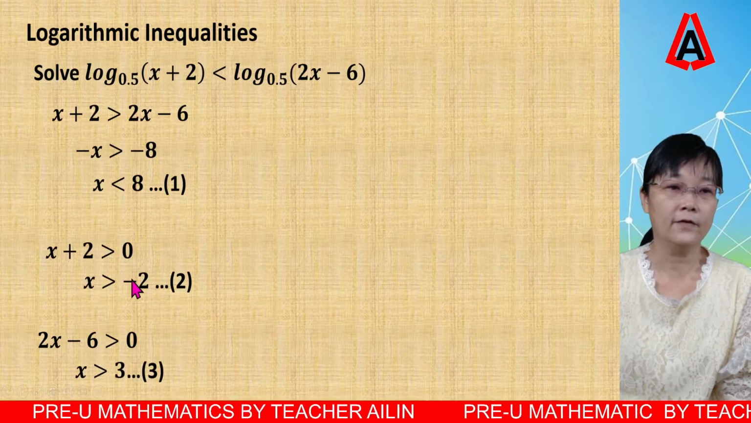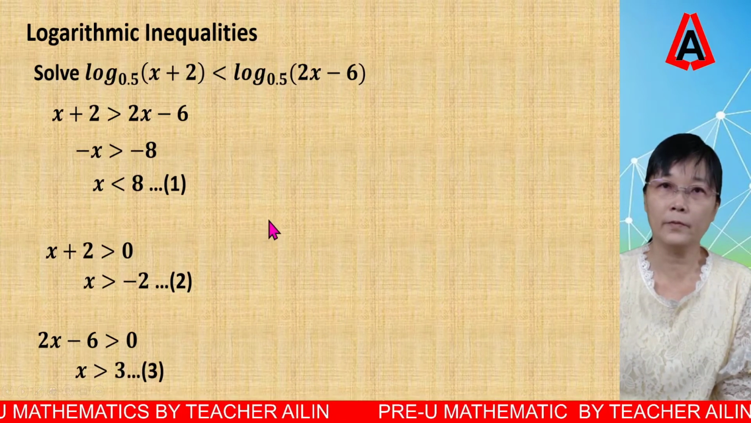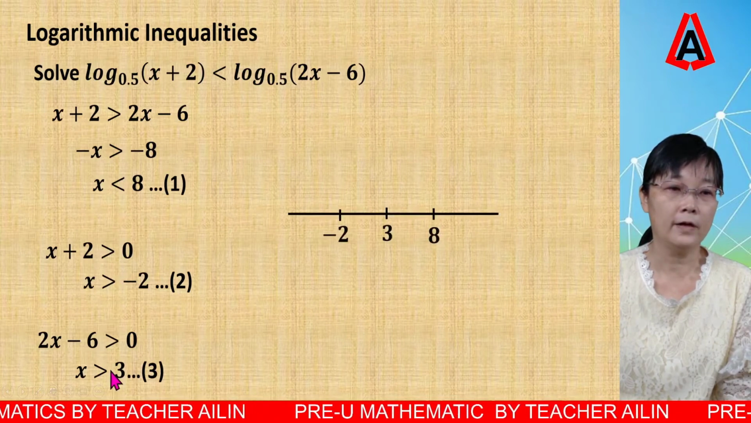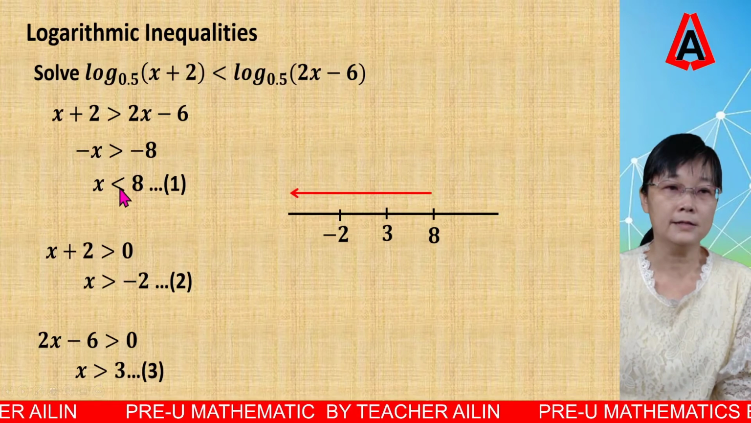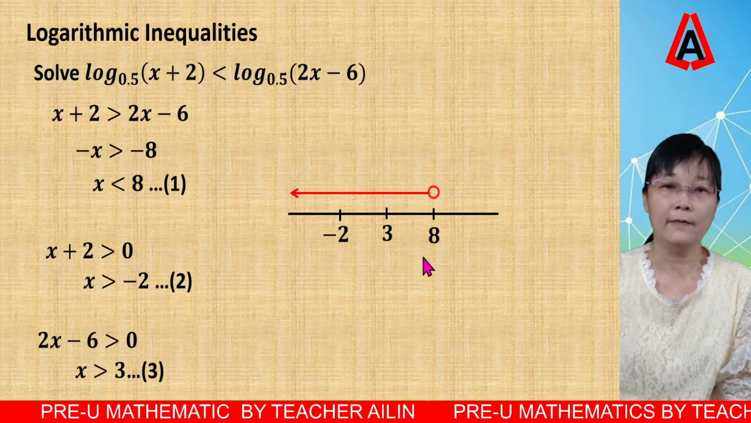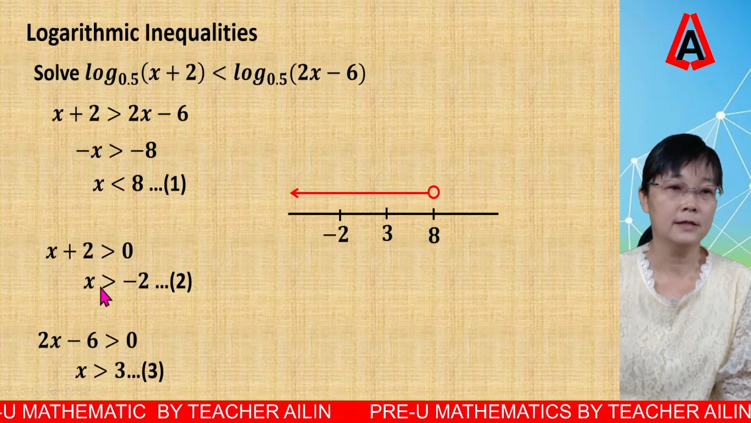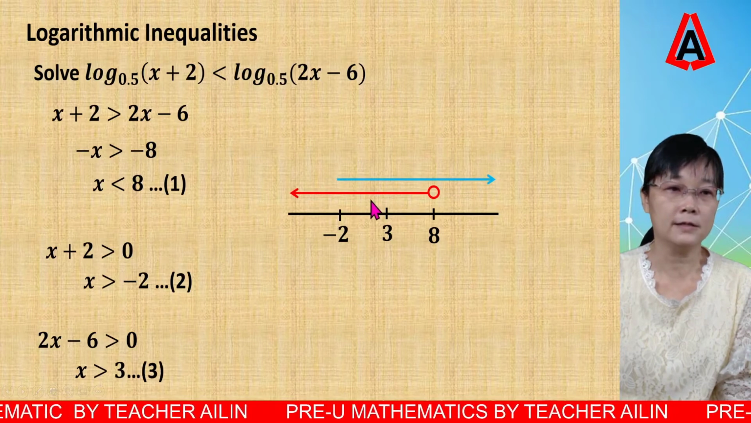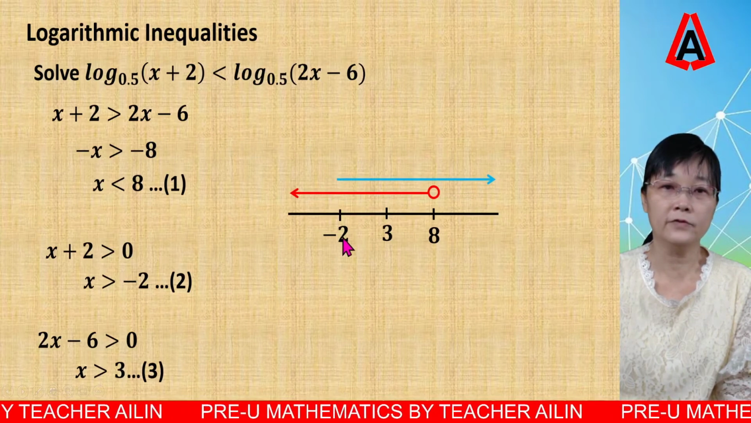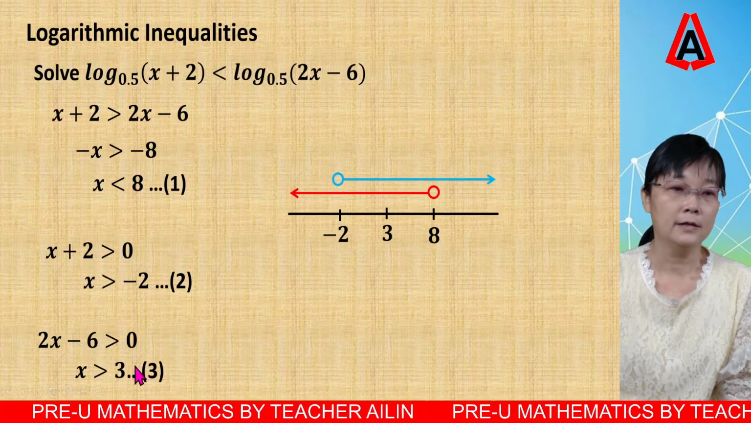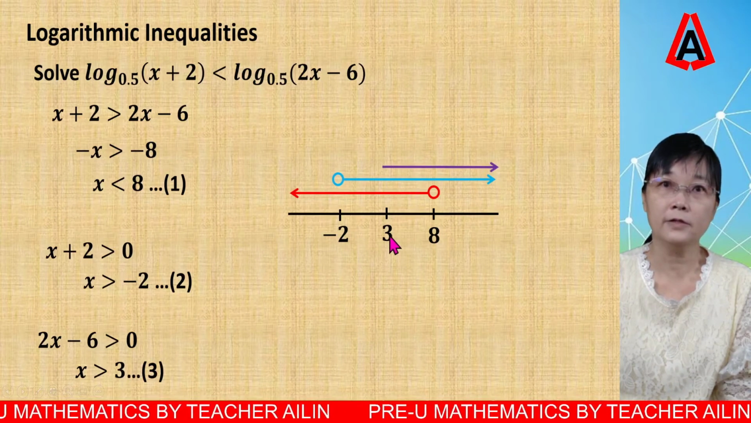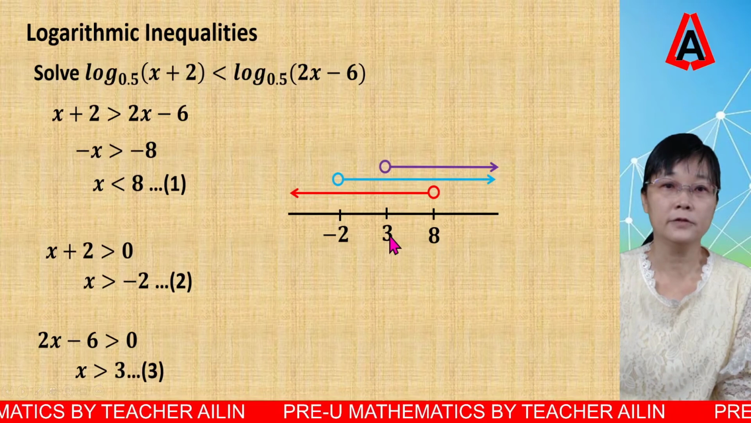Now to find the final answer, I'm going to combine these three values of x. From the number line, when x is less than 8 and not included 8, the second one, x is greater than negative 2 and not included negative 2. Then x is greater than 3 and not included 3.